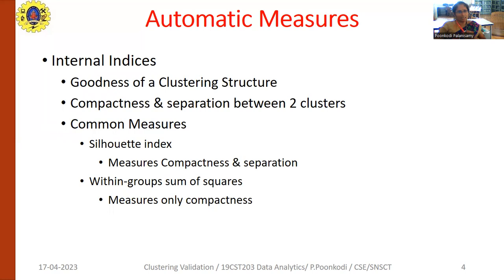The next one is the internal indices. Internal indices are used to measure the goodness of a clustering structure, and they ensure the compactness and separation of clusters. Here the two common measures are the Silhouette index and the sum of squares. The Silhouette index measures the compactness and separation of cluster objects, and the sum of squares measures only the compactness of objects in a cluster.